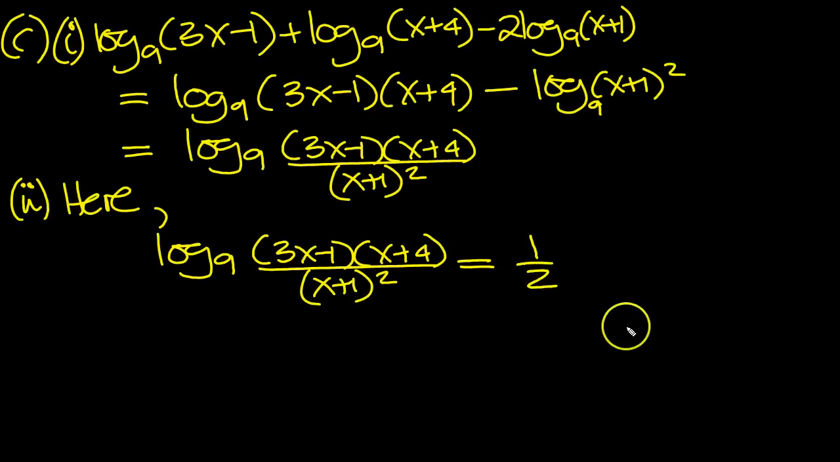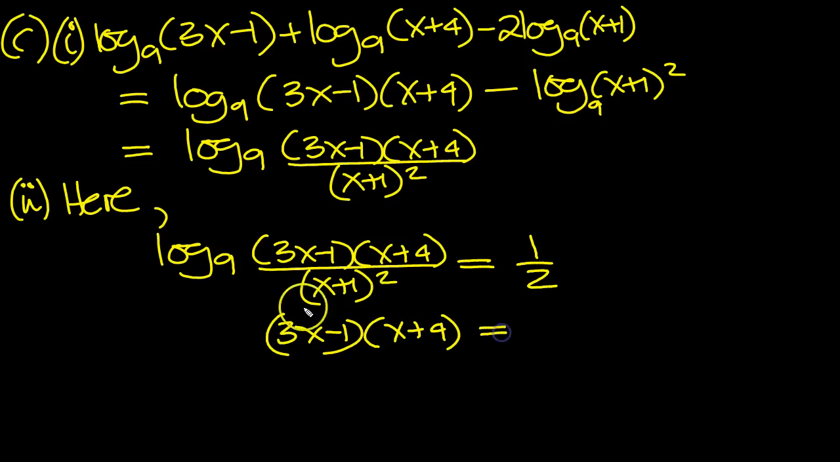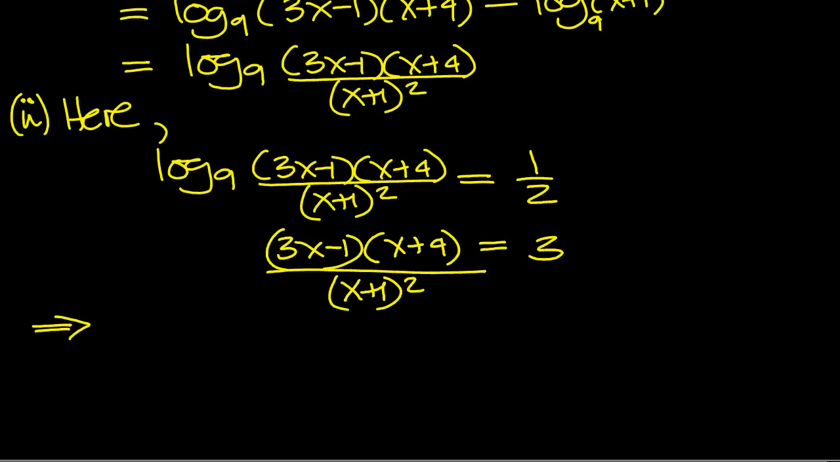So unwrap the logarithm. So we get 3x minus 1 times x plus 4 is equal to, the 9 comes down and hits the half in the air. So it's 9 to the half, which is 3, and this is over the x plus 1 squared, of course. So that tells us now then, what have we got? I'm going to expand this top bracket, we've got 3x squared plus 12x minus x is plus 11x, and then minus 4 on here.